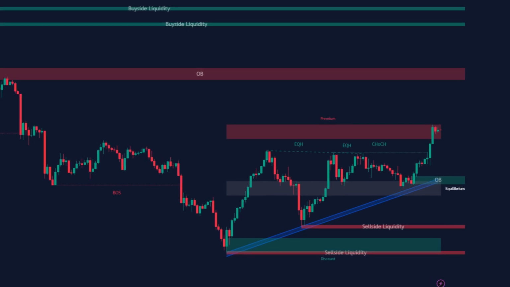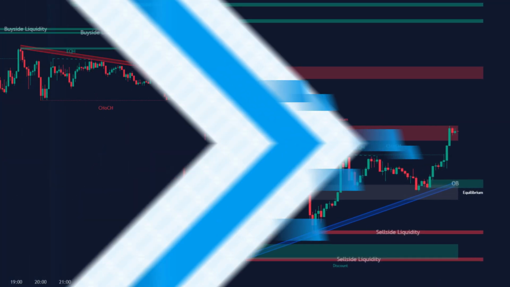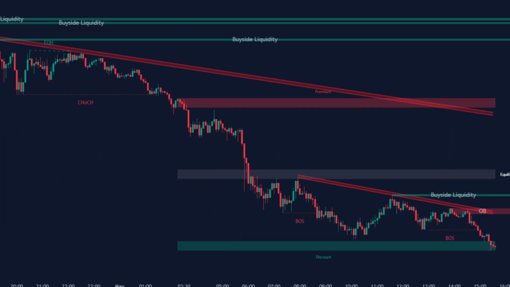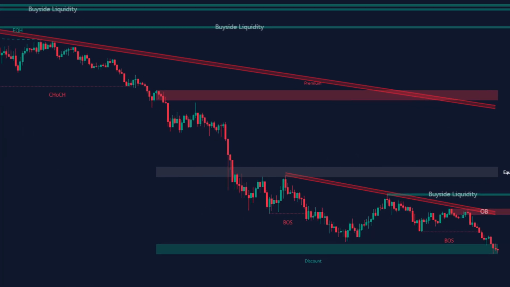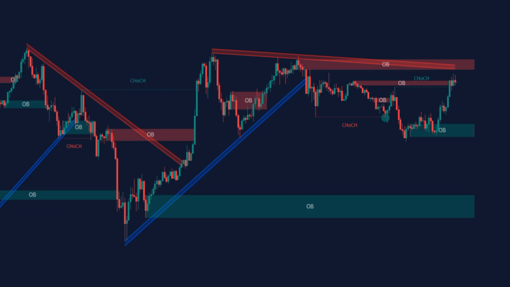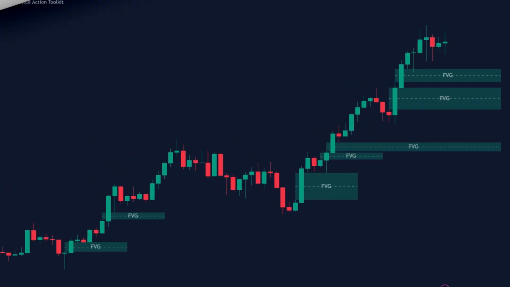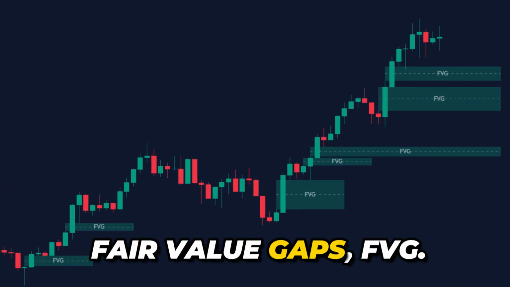In today's video, we're diving into the Price Action Toolkit by FluxCharts, an essential tool for both beginners and experienced traders. Whether you're just getting started or looking to level up your trading, this toolkit automates key price action concepts and integrates ICT and smart money principles. Let's get started. First up, let's talk about fair value gaps, FVG.